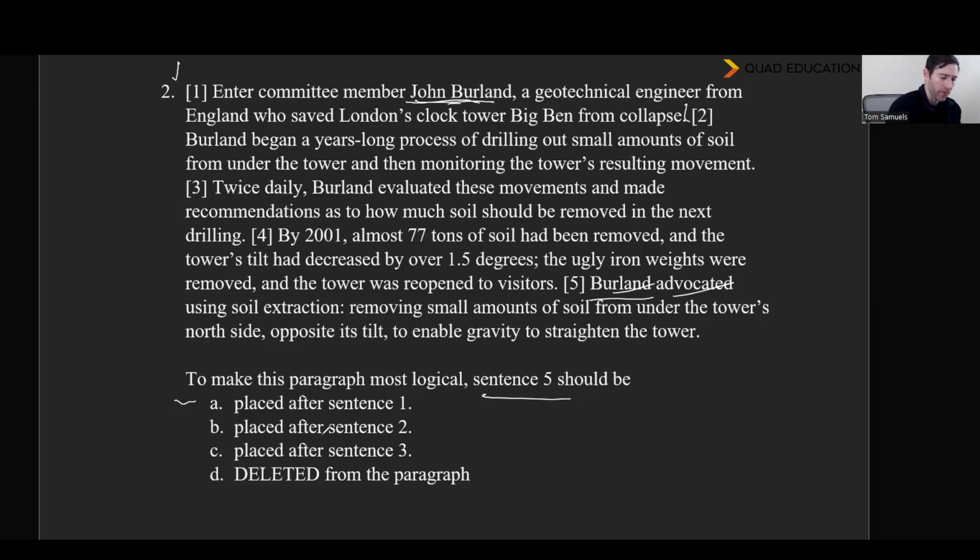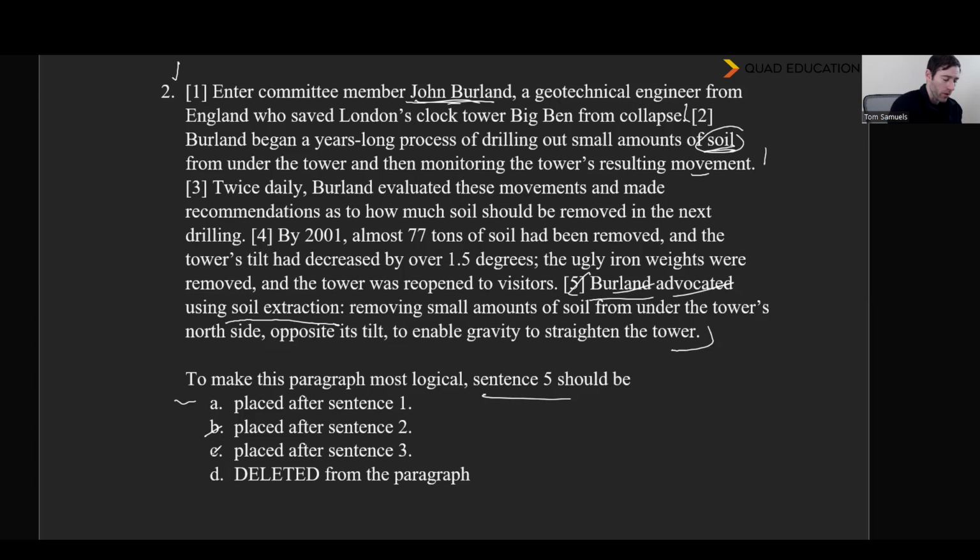The next one here, placed after 2. Berlin began a years-long process of drilling out small amounts of soil from under the tower and then monitoring the tower's resulting movement. So I don't want to put it after this because without sentence 5 here, or the sentence that is currently in 5, we're kind of surprised by talking about soil at all. So like, what is soil doing here if not having been explained by the fact we're doing soil extraction? So I'm feeling like I probably don't want to put this any later.